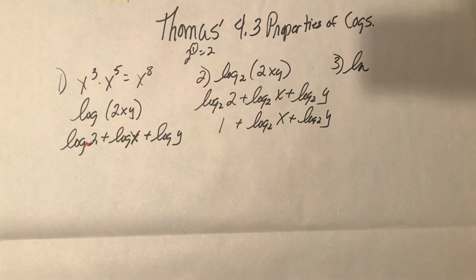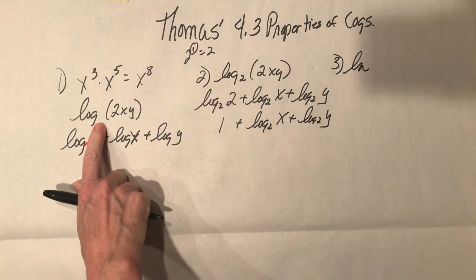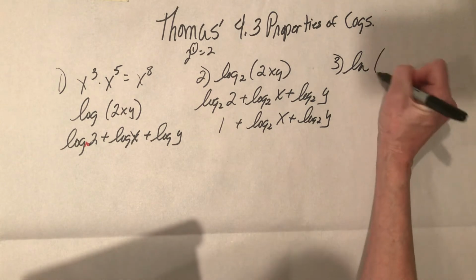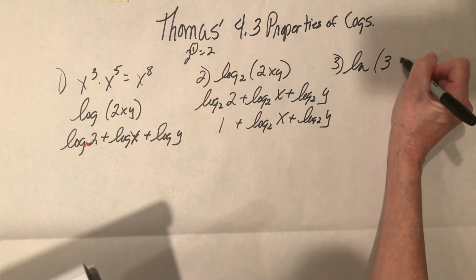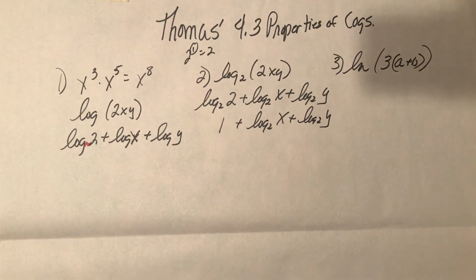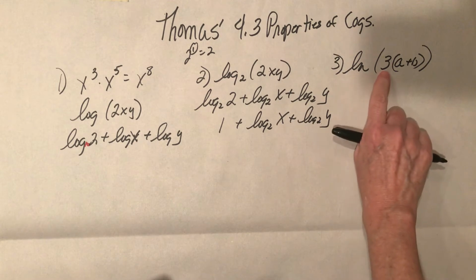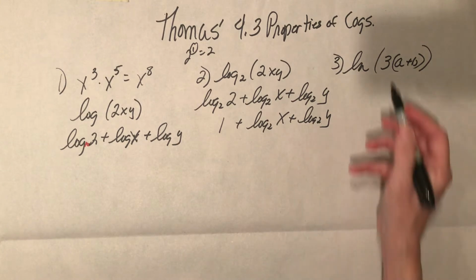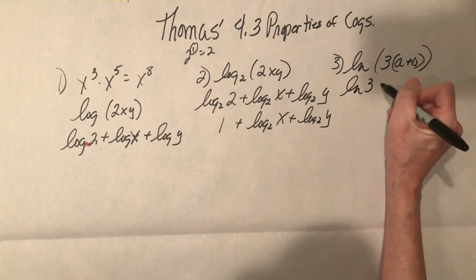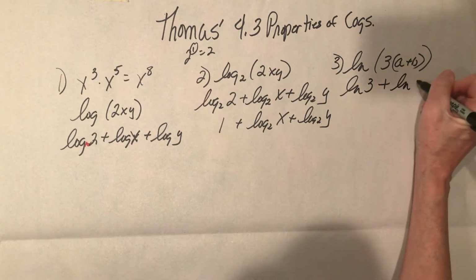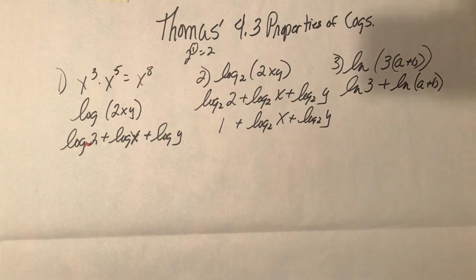Natural log, no big deal. It's just a different version of the common log, just a different base, of 3 times (a plus b). Got double sets of parentheses there. Okay, so this is the natural log of 3 times (a plus b). So that's the product. The natural log of 3 plus, because whenever we're multiplying, we're going to add the separated ones out, the natural log of (a plus b). And that's it.